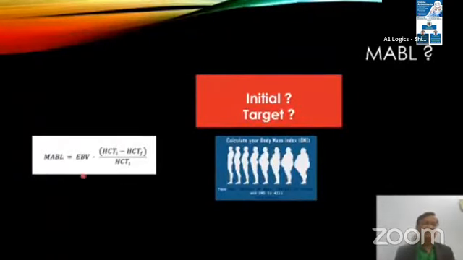We all know this MABL: EBV times (initial HCT minus target HCT) divided by initial HCT. So what is the initial now? If we take 13 or 12 or whatever it is. Now what is the target? Some people say 8, some people say 9. Now this case is 8 or 9. Our institution puts only 9, sir.